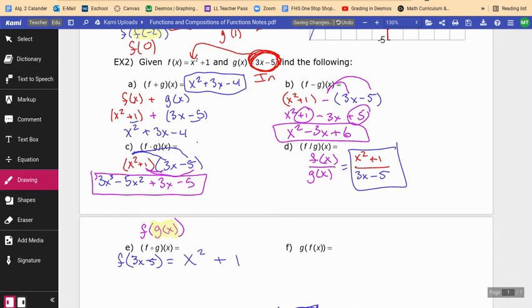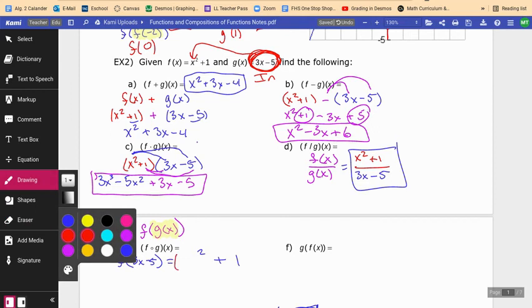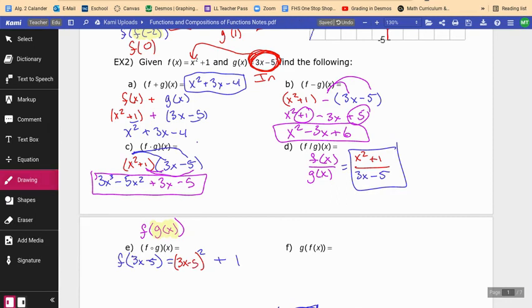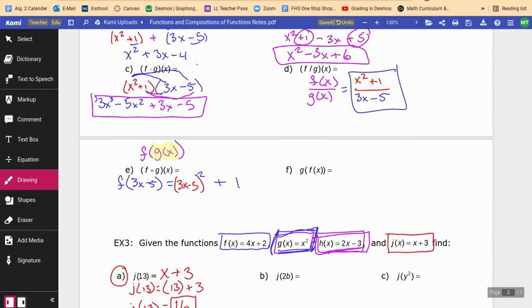Well, instead of saying x squared, I am going to erase the x, and I'm going to do a set of parentheses, and I'm going to input 3x minus 5. So I put g of x into f of x. And now I have to work out that part. So this says 3x minus 5 times 3x minus 5, because it's squared, I write it down twice, plus 1.